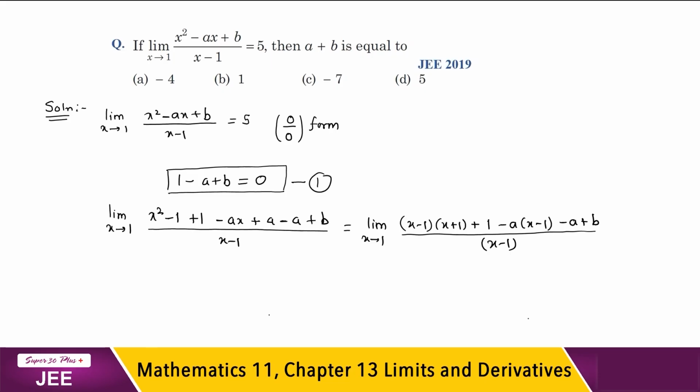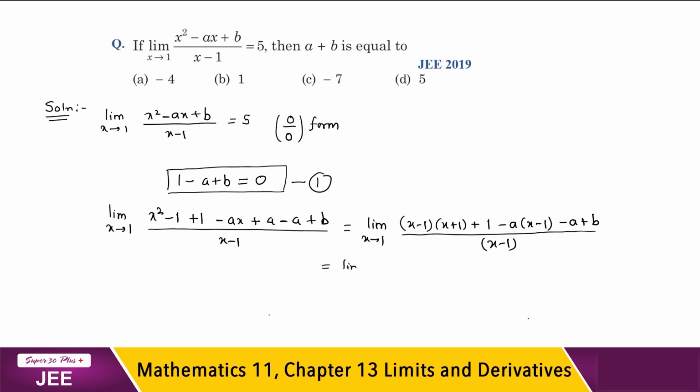Now upon separating each and every term, this x minus 1 can be cancelled off with the denominator x minus 1, and this x minus 1 can again be cancelled off with denominator x minus 1, and we already know that 1 minus a plus b from relation number 1 is already equal to 0. So I think we do not have any problem in evaluating the limit.